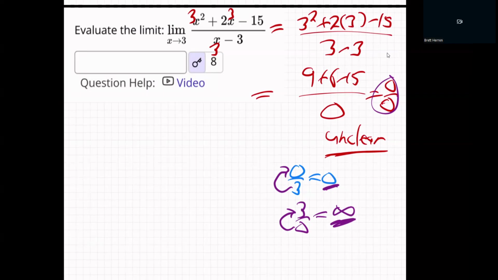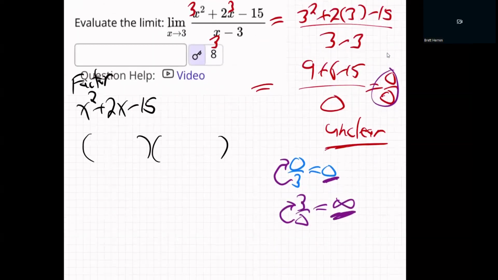Well, what we really want to do now is try to reduce this fraction right here. There's a couple of ways we can do that. You can do long division if you want, or synthetic division. That'd work fine. I'm just going to factor the top. So x squared plus 2x minus 15, I'm going to factor. What does factor mean? Factor means like the two parentheses, right? Find out what multiplies. Remember that?